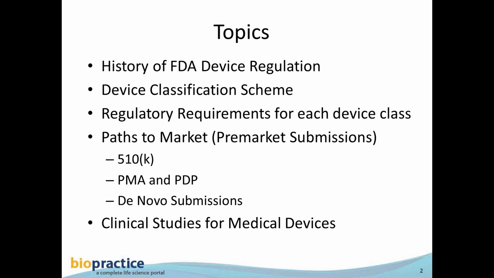So this slide is just a list of the topics. I always like to start out with a history of FDA device regulation, just so folks know where different concepts came from and when they came into effect. Then we're going to talk about how devices are classified by the US FDA, because device classification drives everything. Then we'll talk about the regulatory requirements for each device class, the different paths to market in very summary form. And last, a question that I always get: when are clinical studies required for medical device submissions?